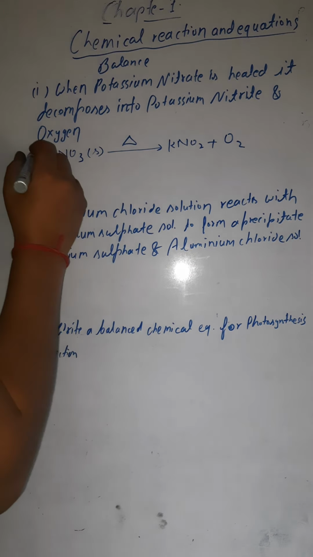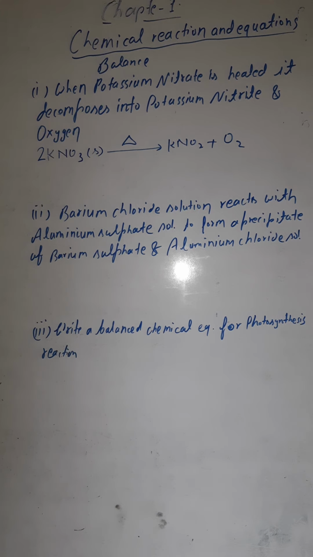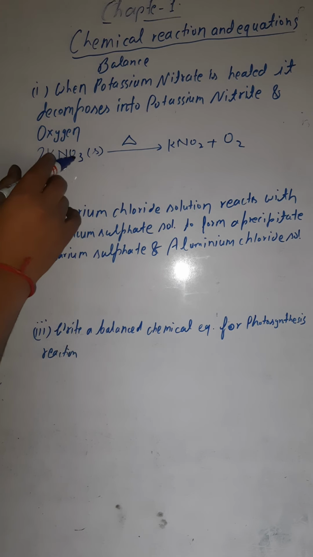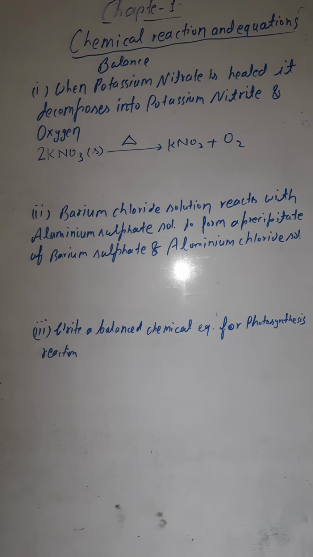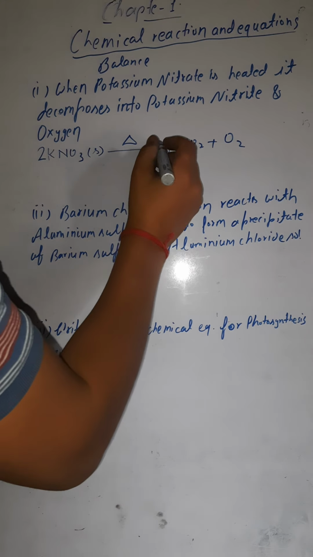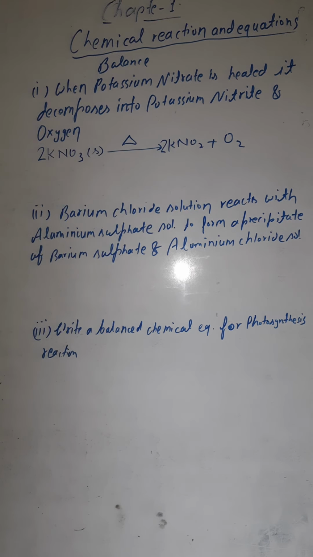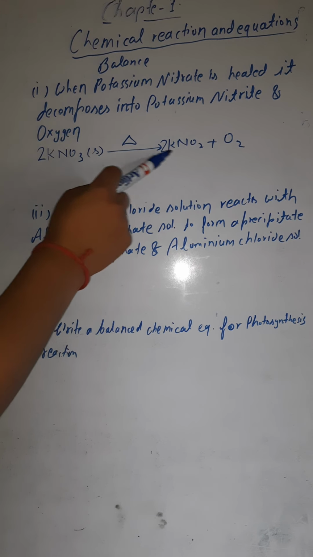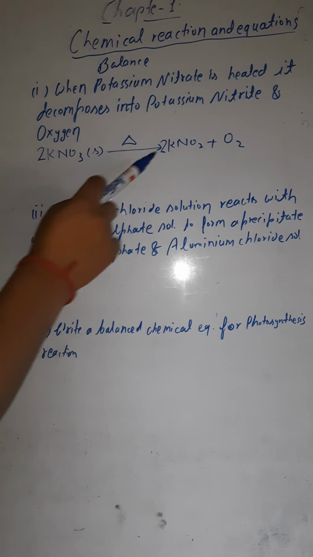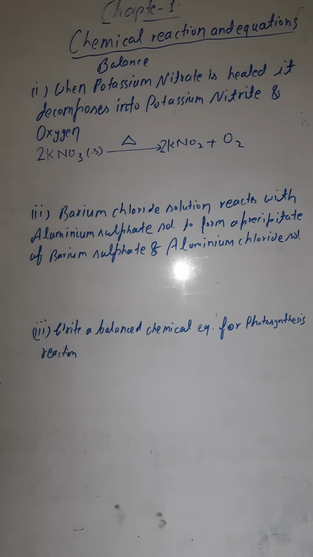Now if I write here 2, the oxygen would become 3 twos, 6 oxygen. Now again if I write 2 here, check the oxygen: 2 twos are 4, plus 2, 6 oxygen. Oxygen is also balanced. Now look back: potassium, 2 atoms, balanced. Nitrogen, 2 atoms, balanced. Oxygen, 3 twos are 6 atoms, and 2 twos are 4 plus 2, 6 oxygen. So this is how we balance this.